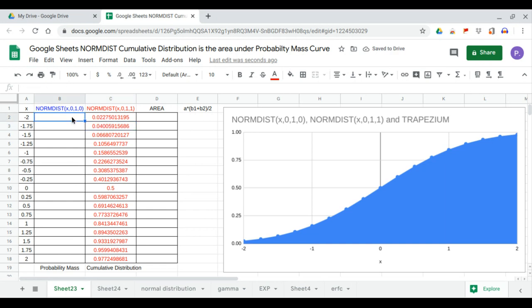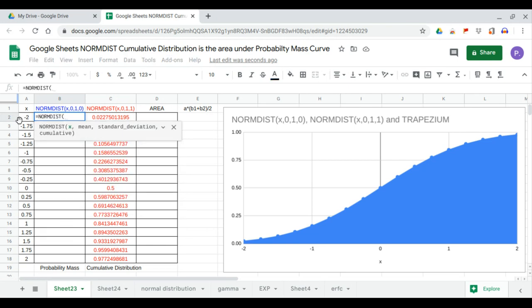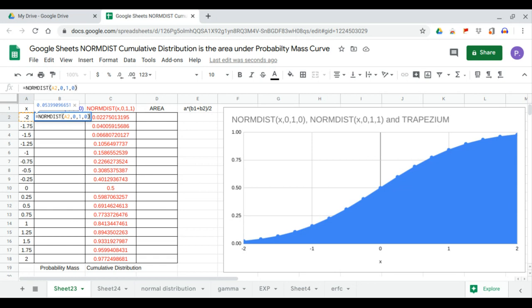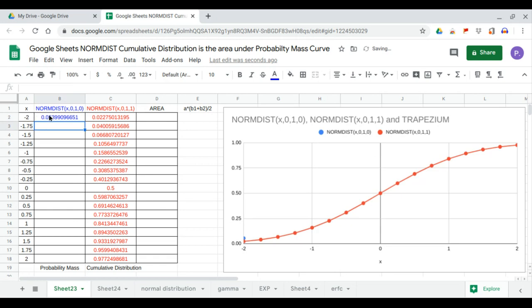And we will also generate the bell curve. This is equal to NORM.DIST of x, and our mean is 0, our standard deviation is 1, and this is a probability mass function, so it's 0. And we increase it.